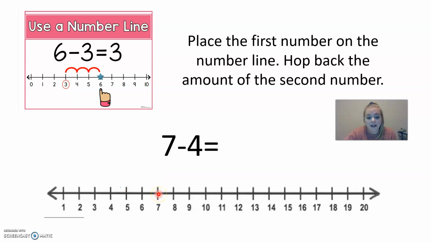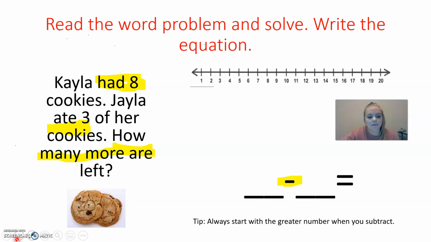I'm going to start at the 7. I'm going to jump back 1, 2, 3, 4. So there's my answer. Because I'm getting smaller, subtract, you're taking away, you're getting smaller. Okay, so here I started at my 7 and I'm subtracting, so that means I'm getting smaller. So I jump back 4 spots and I land on 3, my answer.